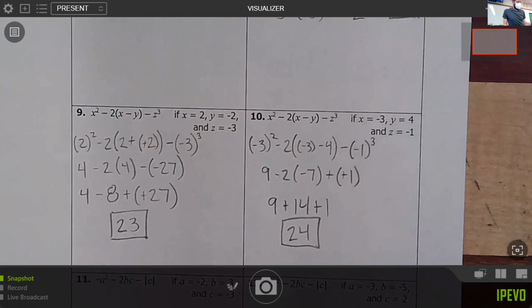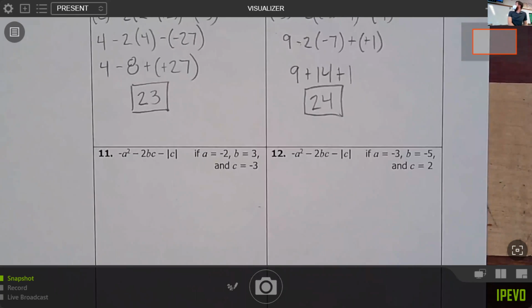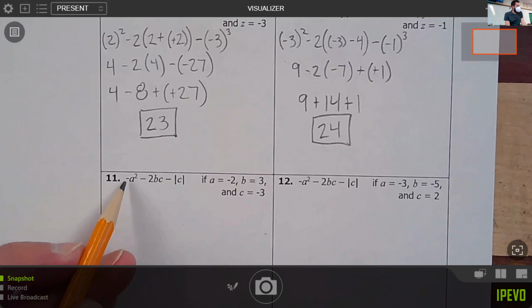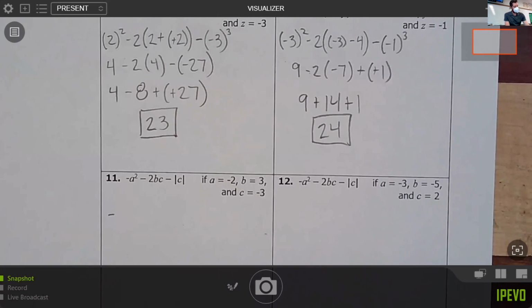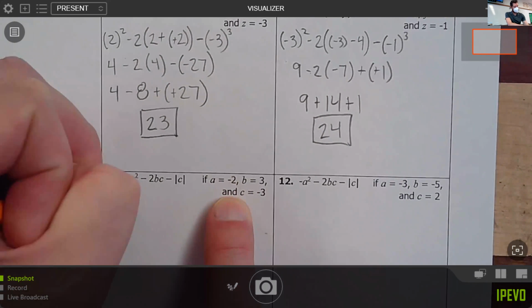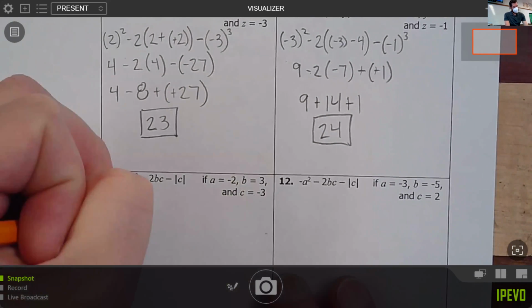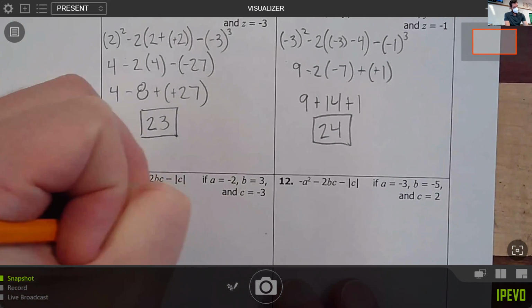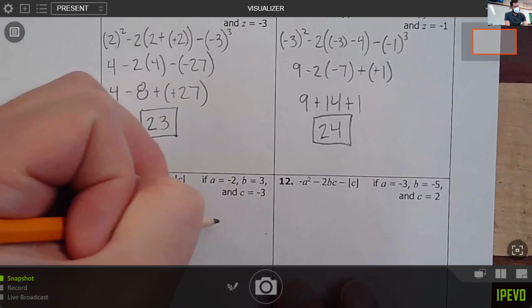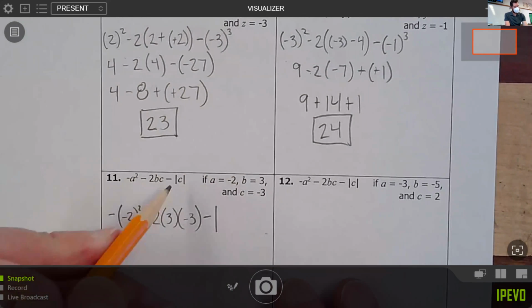All right, numbers 11 and 12. Last two here. So again, with this negative here, this negative will be on the outside of our set of parentheses. So I'm going to write the negative and then a set of parentheses, and then I'm going to place the value of a inside there, which brings in its own negative value because it's negative 2 squared, minus 2 times the value of b, which is 3, times c, which is negative 3, minus the absolute value of c, which is negative 3.